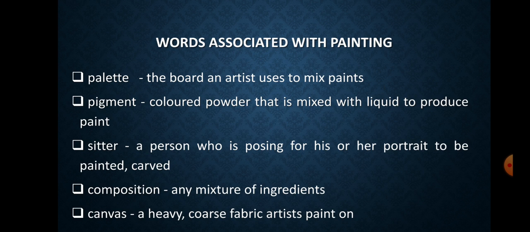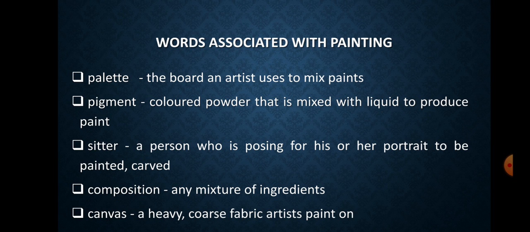Got it? The final one is words associated with painting. As this unit is completely interlinked with the reader, what is the second unit? The Master Artist. That's why we are learning about words associated with painting. What are the words associated with painting? Palette. What is a palette? The board an artist uses to mix paint. With that, they will mix a number of colors in order to come up with a new color, right?